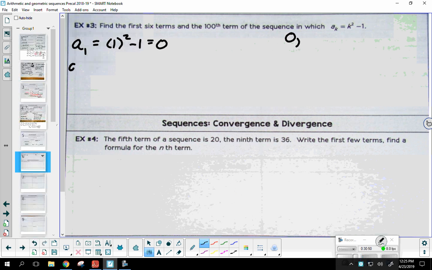Now I want the second term. So what am I plugging in for k? 2. So k squared minus 1 would be 2 squared minus 1. That is 3. Okay. Everybody see how I'm generating the sequence? I want to find the third term now. So what am I plugging in for k? So k squared minus 1 would be 3 squared minus 1, and that is 8. Okay.